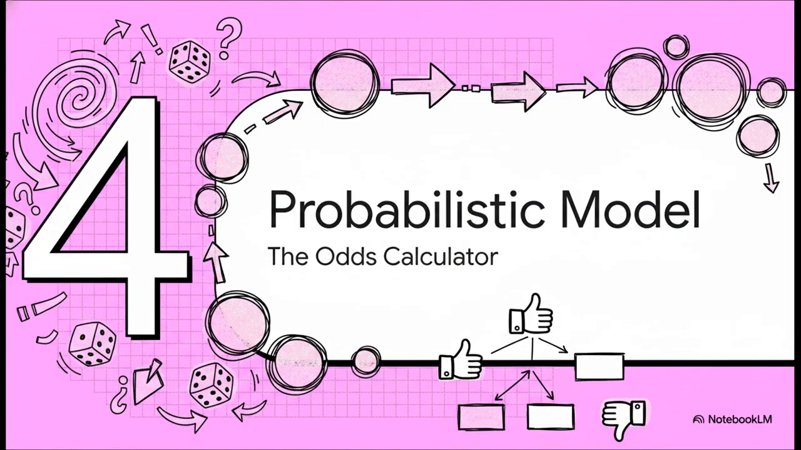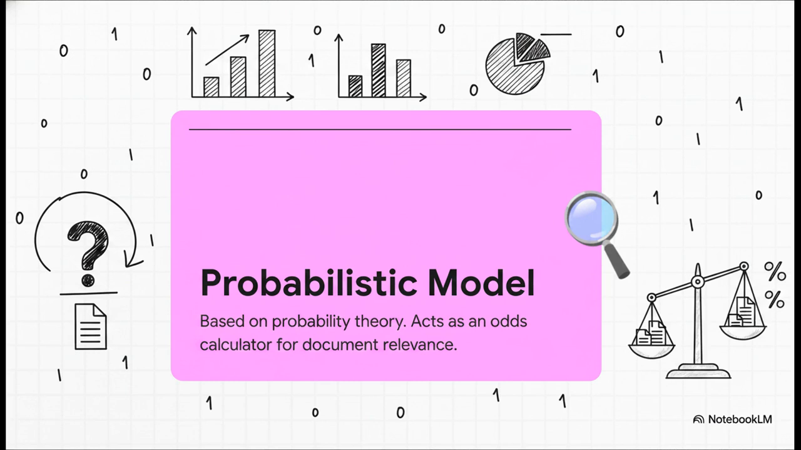Which brings us to Part 4, the probabilistic model. This is our third and final classical approach. Rather than mapping words in a geometric space, this model acts more like an odds calculator. Also known as the binary independence model, it's fundamentally based on probability theory. Instead of measuring angles or enforcing strict rules, it attempts to estimate the actual mathematical odds that a document is what you're looking for.